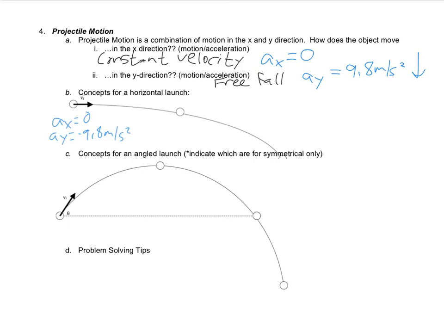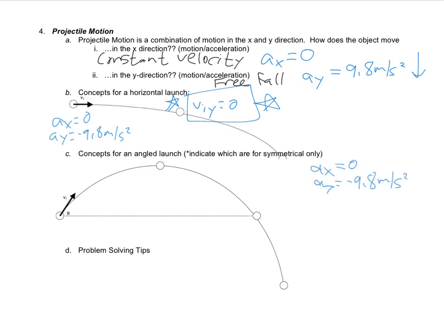We also know if it's launched horizontally, that means that it's not launched vertically at all. So we can say that our VIY equals 0. All right? So our initial y velocity when it's launched is 0 if it's launched horizontally, and that's probably the most important concept there with a horizontal launch.